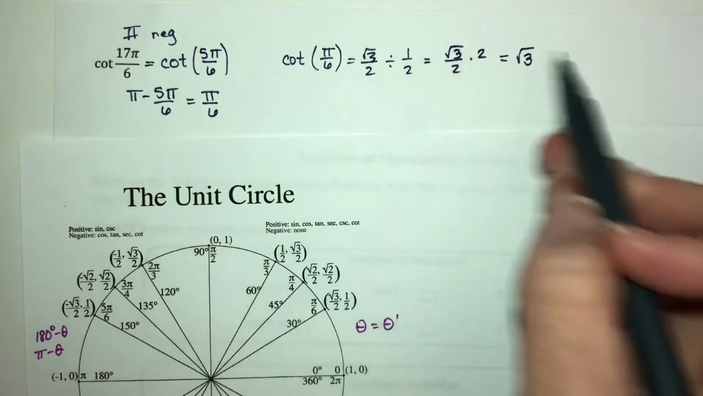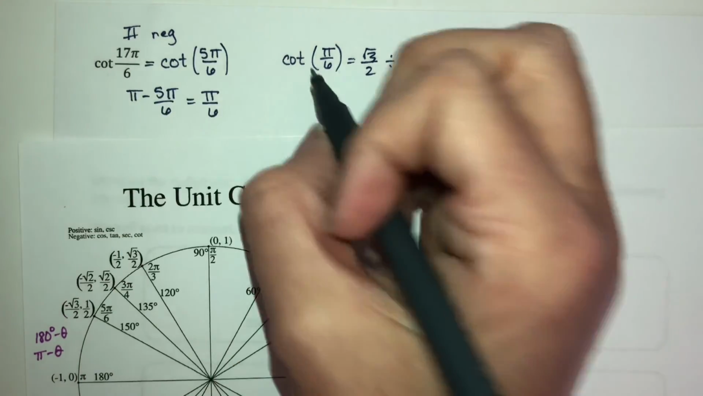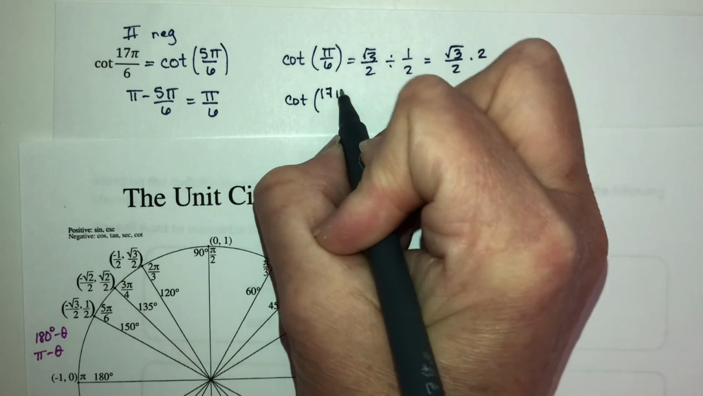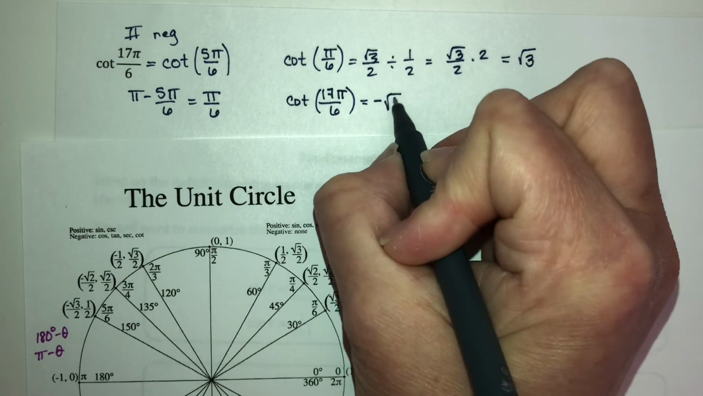So we know cotangent of our reference angle. We need to make the sign adjustment, and our answer should be negative. So cotangent of 17π/6 is equal to negative square root of 3.